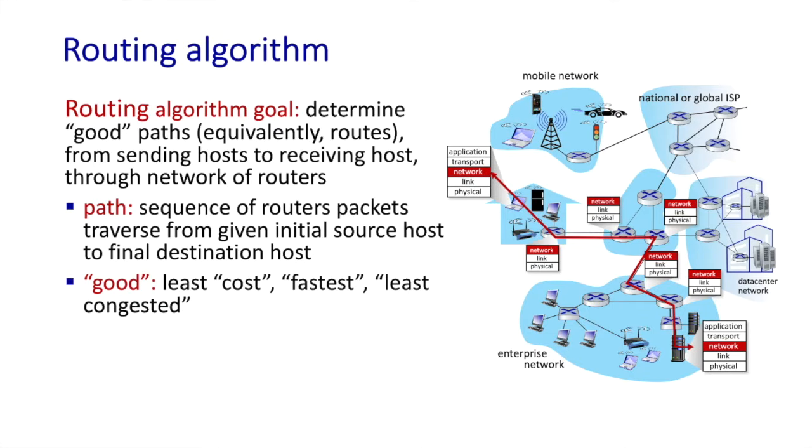And what do we mean by good? Well, it could mean a lot of different things. Maybe it's the least cost path, maybe it's the fastest path, maybe it's the least congested path. As we'll see, the definition of cost and the definition of good is going to be left up to the network operator. And let me add here before we dive into routing algorithms that routing is definitely a top 10 networking challenge.